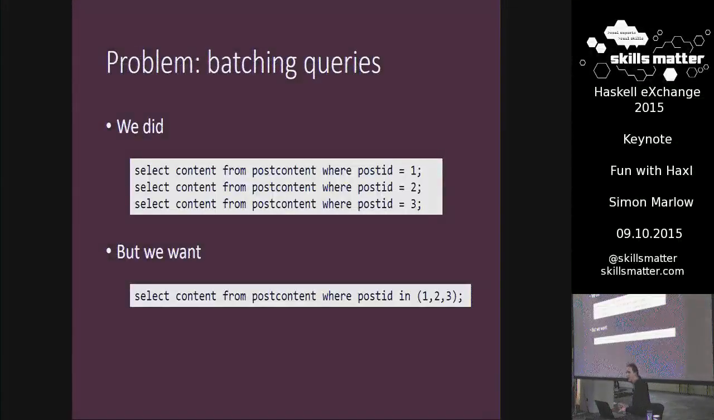Okay, but there's one problem with this. The problem is that we did multiple queries for each of those post contents. Every time we wanted the content of a post, we had to make a separate query for it. What we really want to do is to make a single query. You want to reduce the number of queries you're making to the database because a query is really expensive. It might be on the network, it might be a big database. So if you're selecting multiple things from the same table, what you should really do is just make a single select query. So how could we do that with our API?